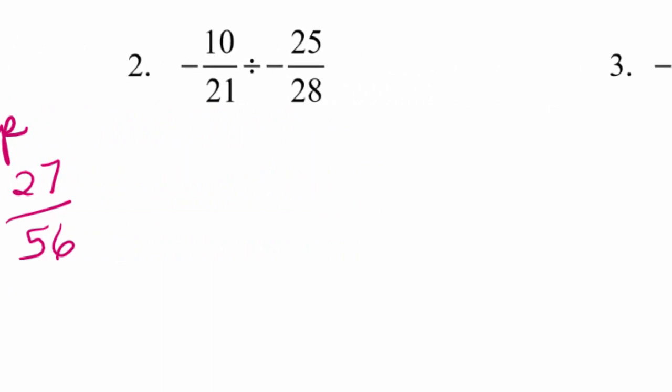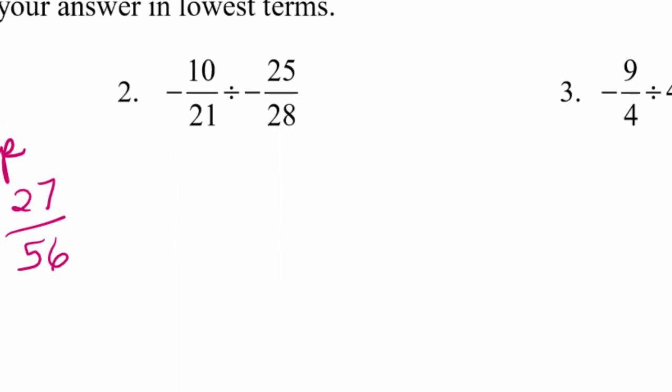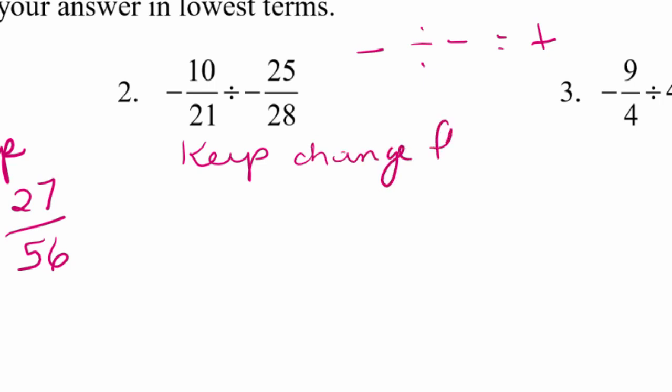Let's look at the second problem. Now we're dividing two negative numbers together. So a negative divided by a negative is just like when you multiply together two negatives, your answer will be positive. So negative divided by a negative is a positive, right? So again, we're going to do keep, change, and flip. We're going to keep the first fraction, the negative 10/21. We're going to change the division symbol to a multiplication, and we're going to flip to the reciprocal, negative 28 over 25.